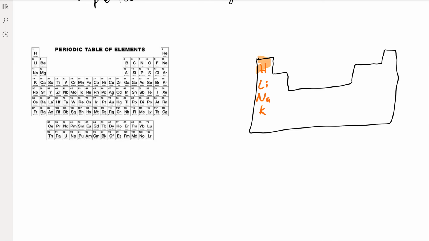So first off, all the way left, we've got hydrogen, lithium, sodium, potassium, and so on and so forth. This is what's known as our group 1 elements. They're also known as the alkali metals. And they're always going to have a charge of +1, right? They're either going to be neutral or they're going to be +1. That's really the only ion they can form.